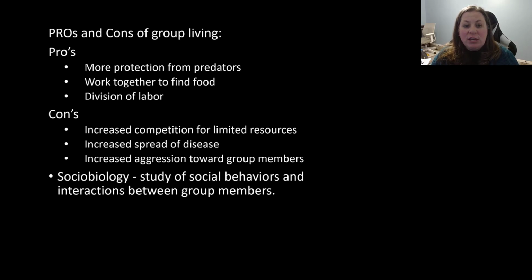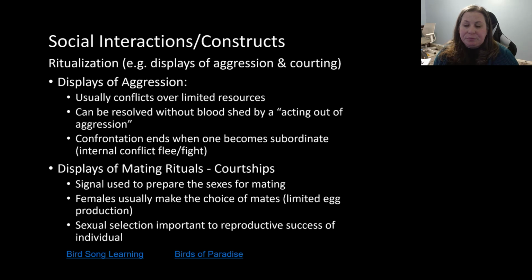Now, sociobiology is the study of these social behaviors and the interactions between group members. So individuals who study the behaviors and how they affect how group members work together are looking at sociobiology. Let's look at some of the actual types of behaviors that are present. The first one we want to look at is called ritualizations. Ritualizations sound just like what the first part of the word says. This creates rituals. These rituals are going to be displays of either aggression or courting.